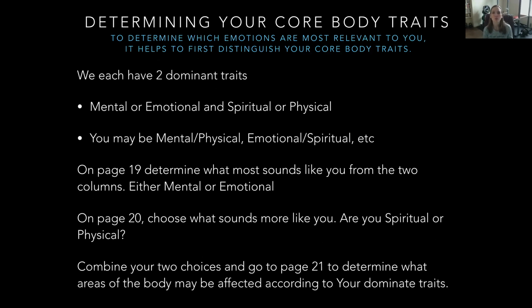Okay, so we're going to determine our body traits. And like I said before, we each have two dominant traits. You're either mental or emotional, and then you're also spiritual or physical. So somebody might be mental and physical, and someone else might be emotional, spiritual. I personally am emotional, spiritual. So when you figure out what your key traits are and you go to page 19, I think it says, that will help to determine which body type you are.